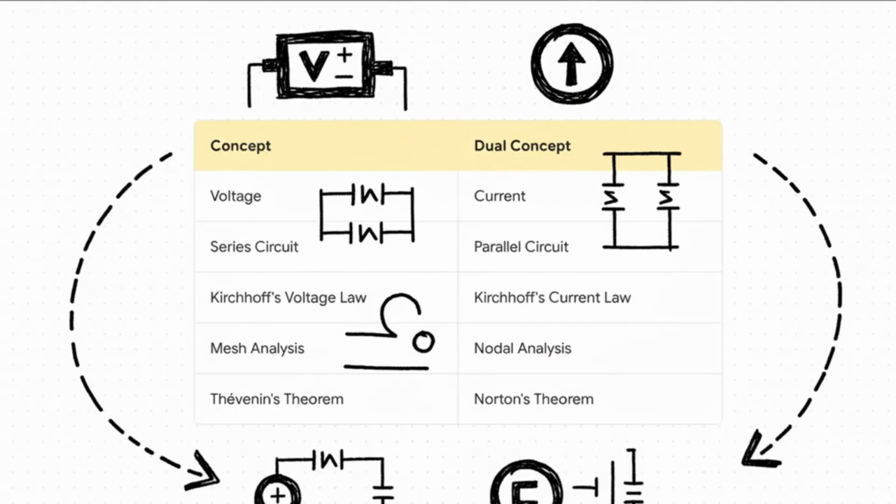And here it is, the whole beautiful symmetry, all laid out. Voltage's dual is current. A series circuit's dual is a parallel circuit. KVL, our loop law, has its perfect partner in KCL, our node law. Mesh analysis has its twin in nodal analysis. And yep, even our superstar Thevenin's theorem has a dual. It's called Norton's theorem. Instead of a voltage source and series resistor, it simplifies a circuit down to a current source and a parallel resistor. Everything has a perfect partner.